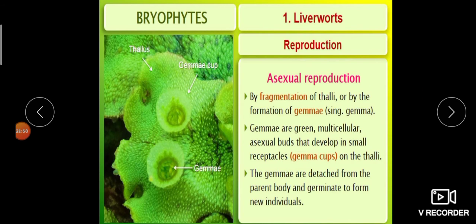In asexual reproduction, it takes place by fragmentation, and gemmae formation also takes place. These gemmae are green, multicellular asexual buds that develop in a cup-like structure or small receptacle called the gemma cup, which is formed on the thallus body. Once the gemmae are mature, they detach from the parent body and germinate to form new individuals.